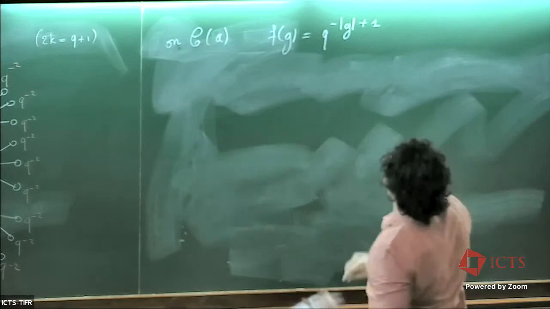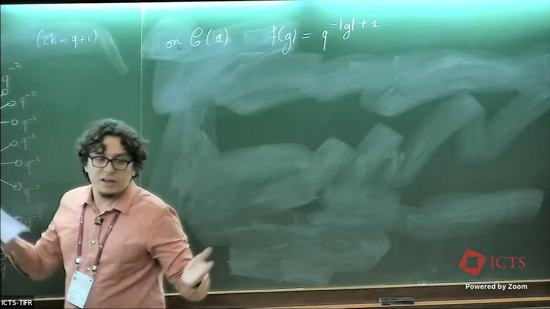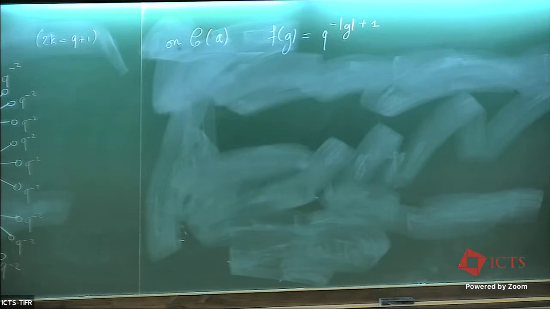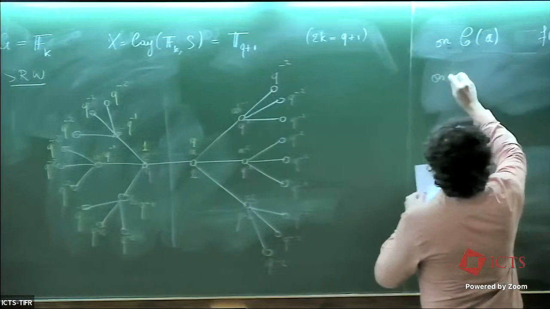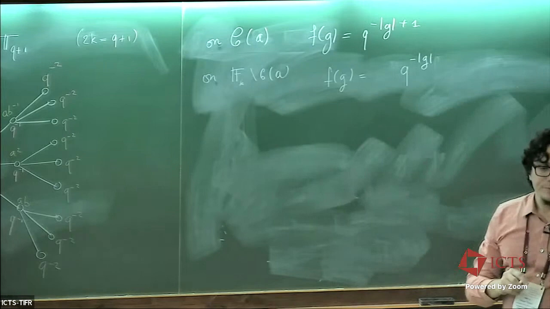Okay, we could also put the same type of function on the left. Well, of course, you can do the same. So how do we do the same? Instead of putting Q, we put 1 here, we put Q here, then we put Q inverse here, and so forth. Q inverse, and then Q minus 2, Q minus 2, and so forth. So clearly the same thing applies. And so this one would be on the complement of the cylinder of A. This would be f of g equals q to the minus norm of g. Okay, now we need to glue these two solutions together.